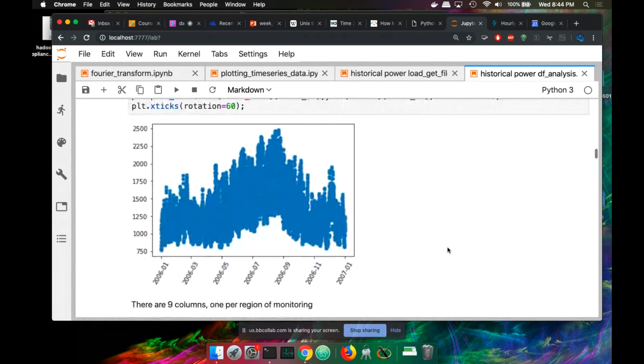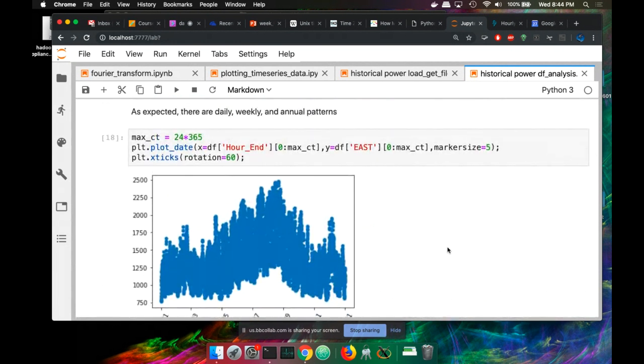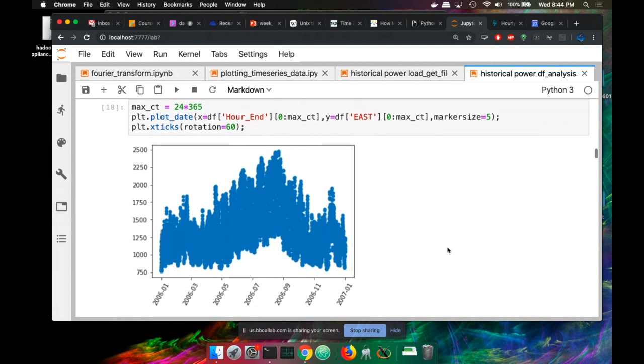Okay, and then we can look at 24 measurements times 365 days, that's a year's span. So there is some sort of spike roughly in the months of January, February, March, and May through October-ish. Sounds like summer, right? Some people are running their air conditioning in Texas.